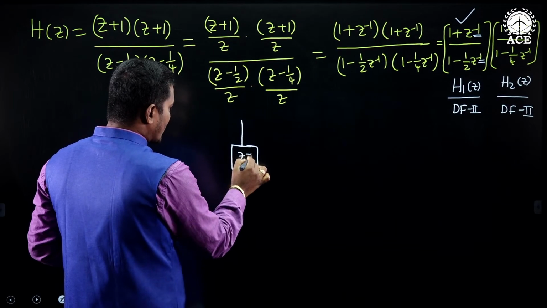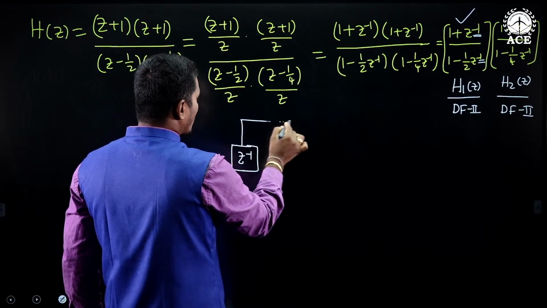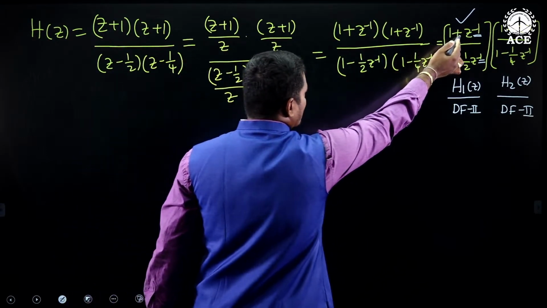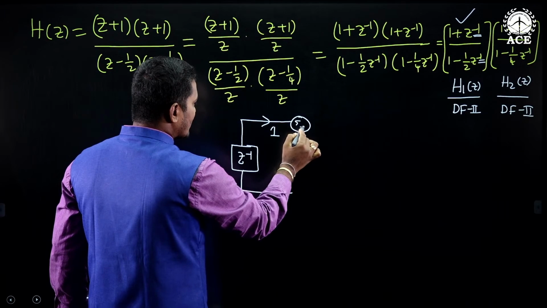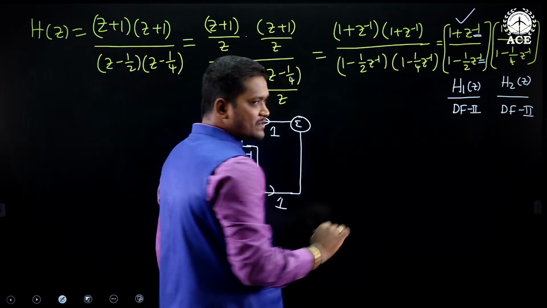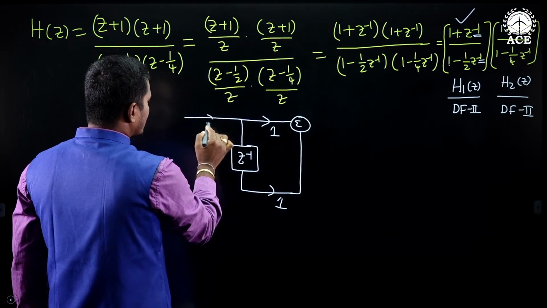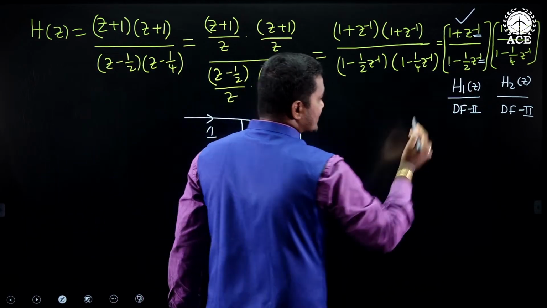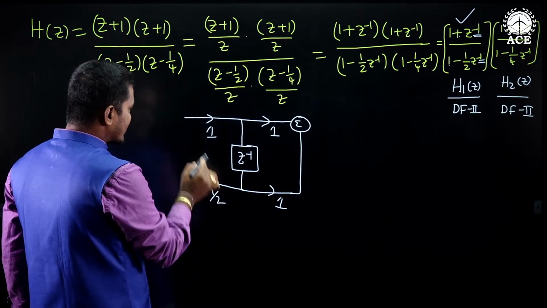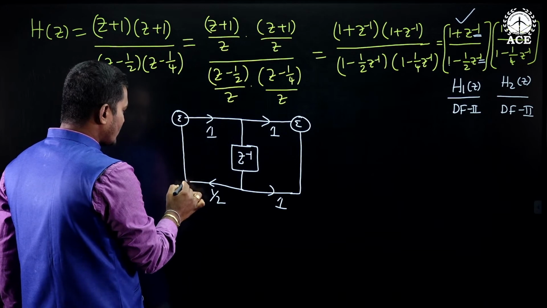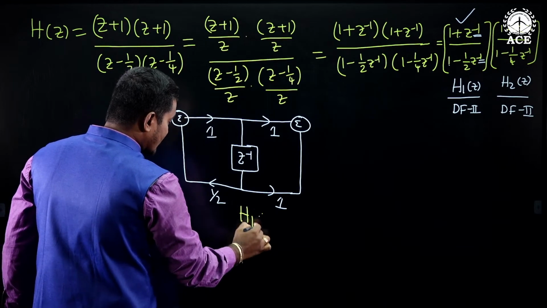Next, numerator. 1 plus z inverse. Numerator corresponds to the output side. 1 is there, so 1. Next, the z inverse coefficient is how much? 1. That's it. Numerator corresponds to the output side. Next, denominator corresponds to the input side. What is the coefficient here? Constant 1. Here, the z inverse coefficient is how much? Minus 1 by 2. You have to take the reverse sign, or not? Yes. So plus 1 by 2. That's it. Add. What is this? This is h1 of z.